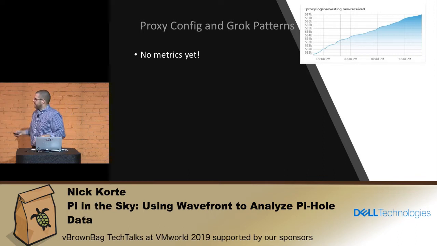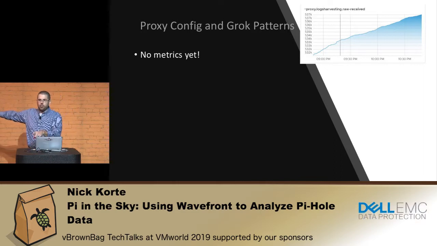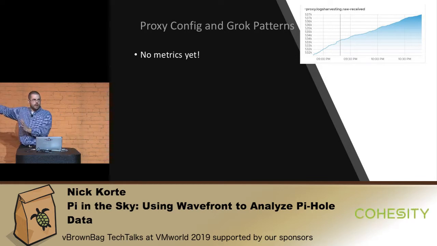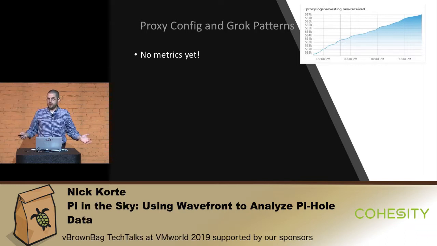So check this out. This is actually a chart from Wavefront of my proxy, and it says that it's getting raw logs from my proxy. So they're being sent to the proxy, and it's telling Wavefront, oh yeah, you're getting logs. But I'm not doing anything with them yet. I have no metrics at this point.